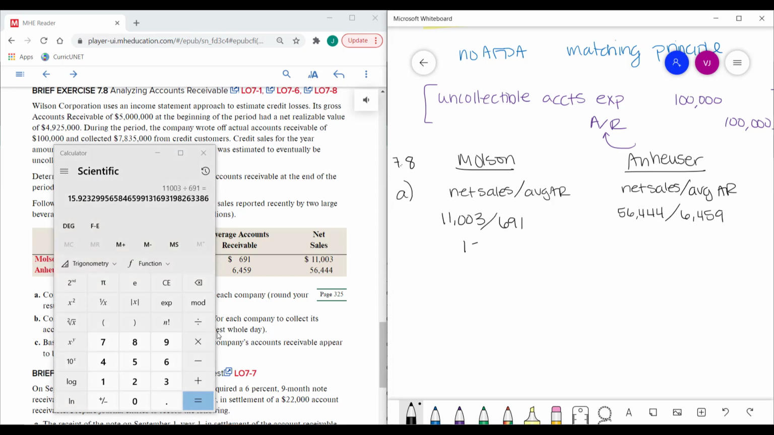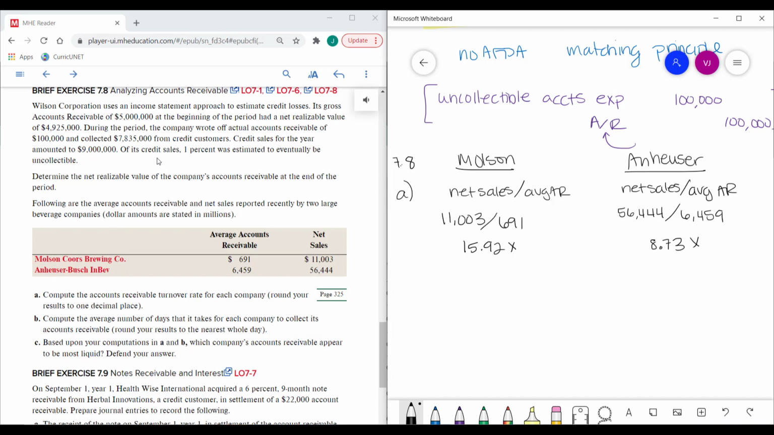So that's about 15.92 times. And then for Anheuser, we'll do 56,444 divided by 64.59. That's about 8.73 times. So basically, Molson is collecting its receivables in full about 15.92 times a year, where Anheuser is doing that about 8.73 times a year.